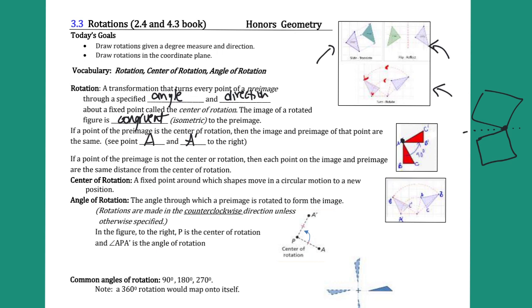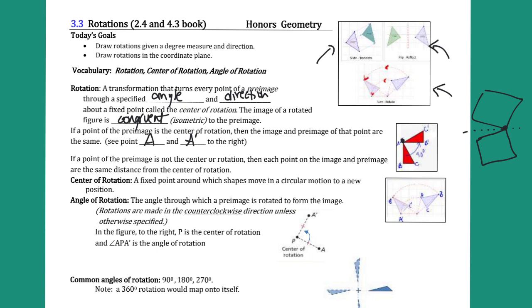Here we go. The center of rotation is that fixed point about which the shape will move in a circular motion to your new position. The angle is how many degrees you move it, and you normally do counterclockwise. You can highlight that if you'd like to. And then we've kind of just demonstrated, the distance from the center of rotation to your pre-image point and your image point will be equal, the same length. Those distances will be equal to each other.